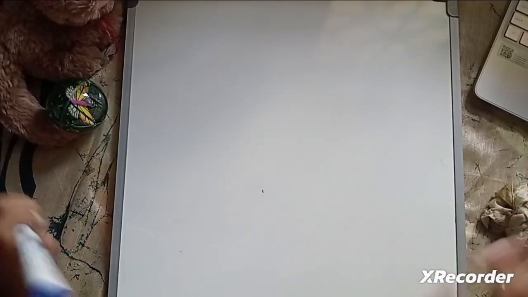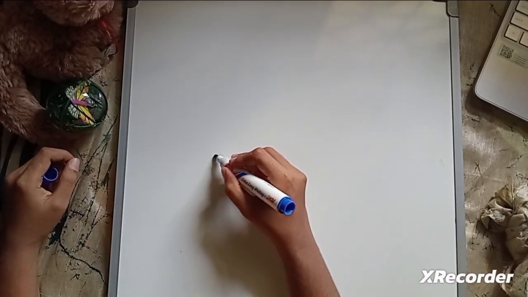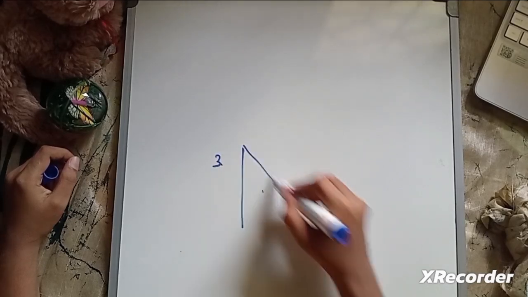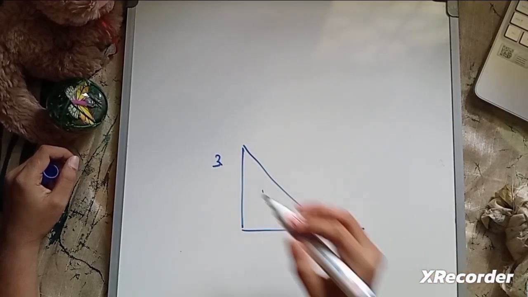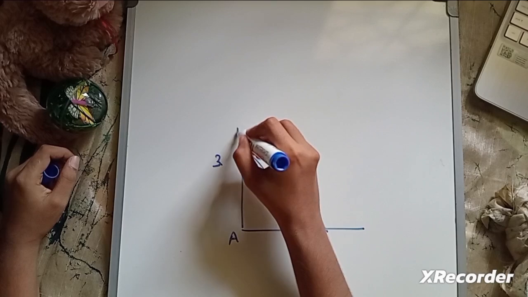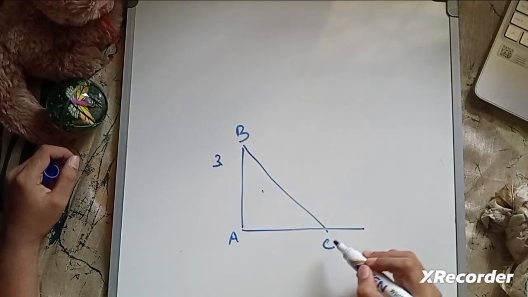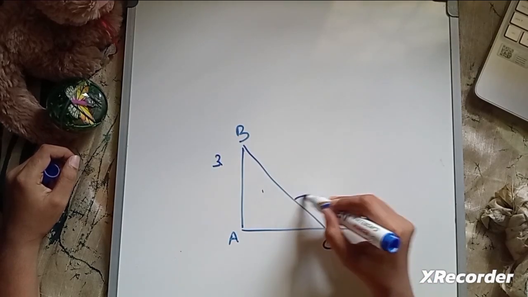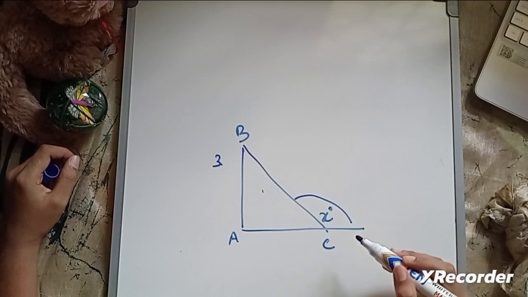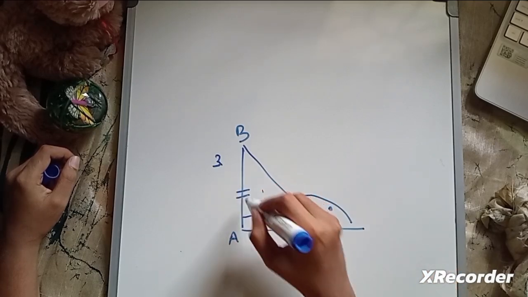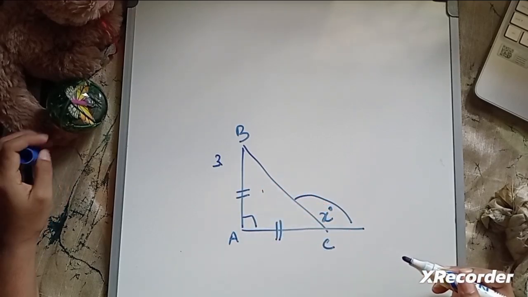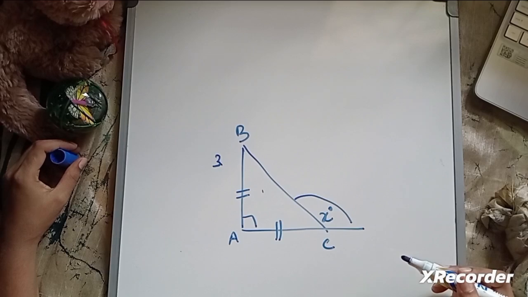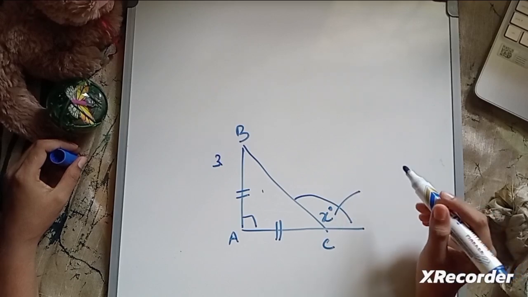Then the third question, they have given a diagram. This is A, B and C. This is angle x. This is a right angle triangle. These two sides are equal. They are asking the value of x.